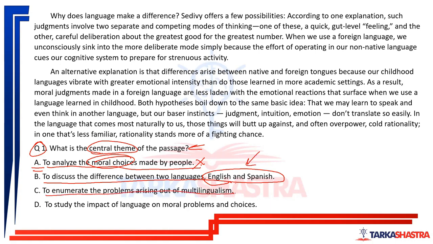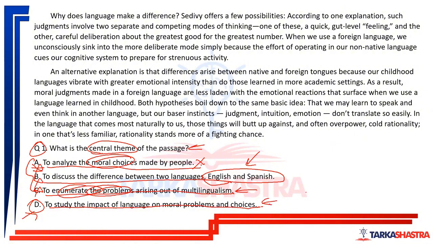To enumerate the problems arising out of multilingualism. Are they enumerating problems? They are just researching, or they are just looking into the differences in how languages can affect our thought process. So neither of these are right. Let's see the next one. To study the impact of language on moral problems and choices. This exactly is the central theme of the passage.